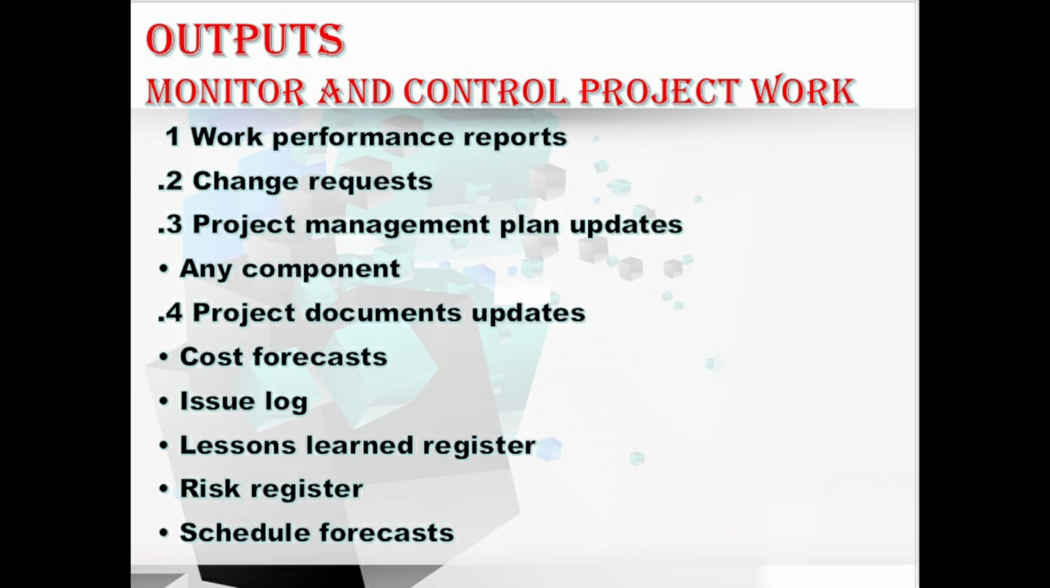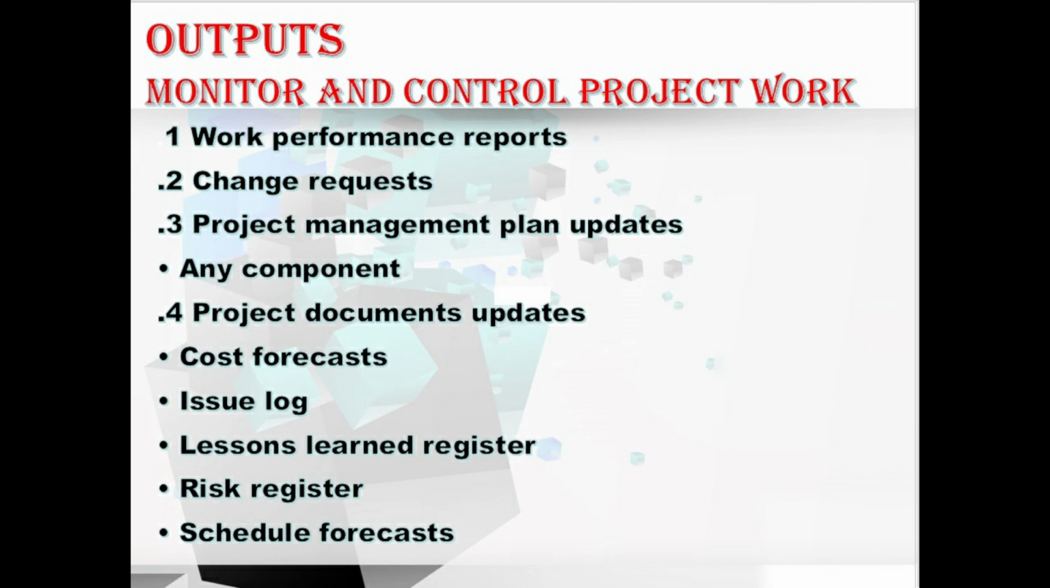We have project document updates, which includes the cost forecast, issue log, lessons learned register, risk register, and schedule forecast. Let me explain one by one. First, with cost forecast. In this output, the changes in the cost forecast resulting from this process are recorded using the cost management processes. Okay, moving to the issue log. In this output, the new issues raised as a result of this process are recorded in the issue log.